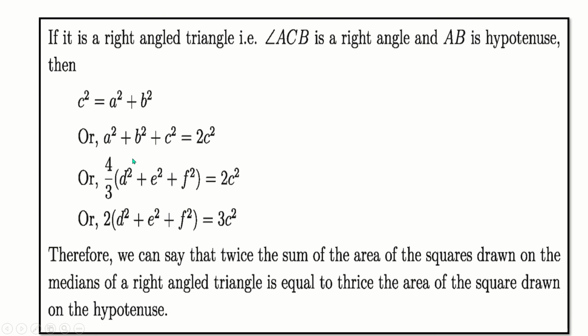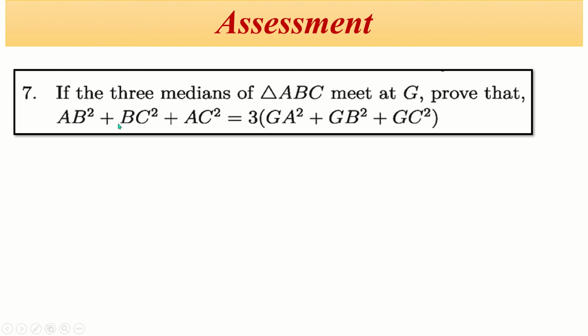On both sides, this and this cut, here will be 2 and here will be 3. That means 2 into d square plus e square plus f square equals 3c square. This is the relation of side and median for a right angle triangle. Clear everyone? You have to remember. Follow this, you can easily prove theorem number 7 in your book, exercise 3.1.